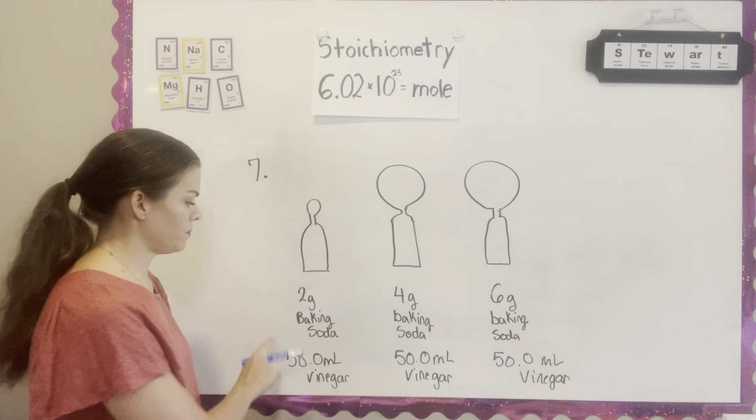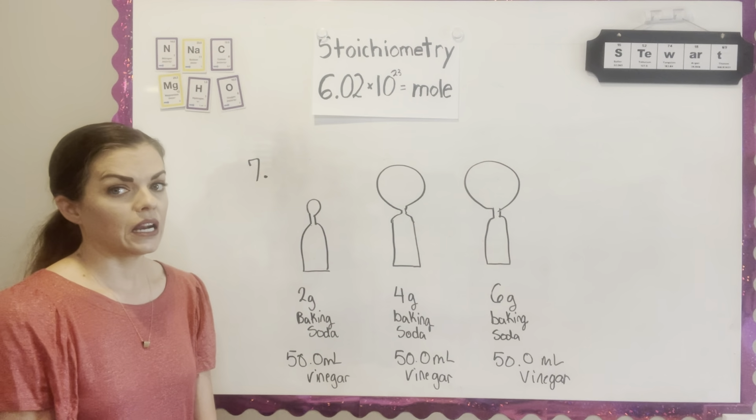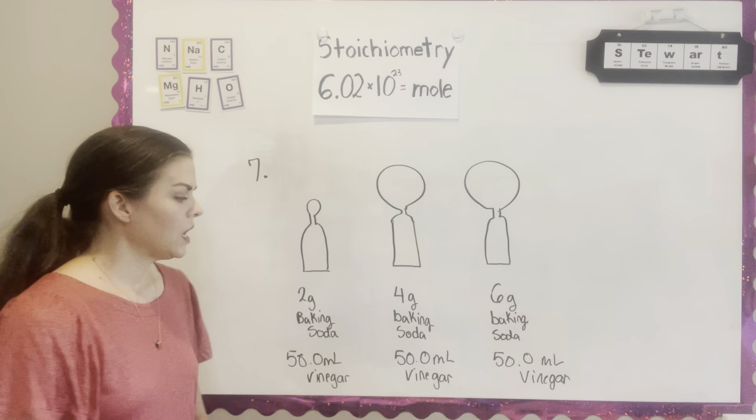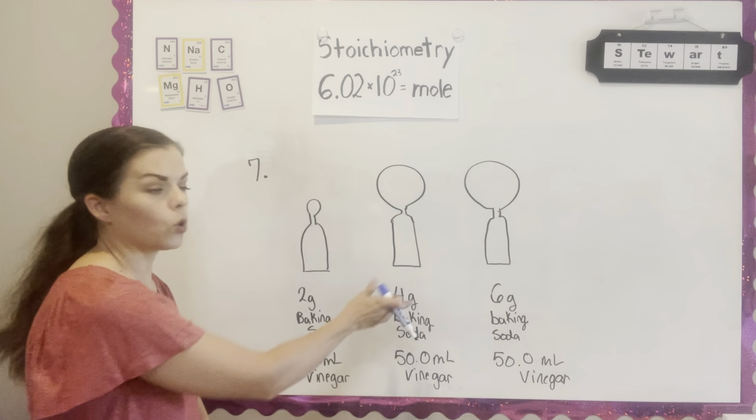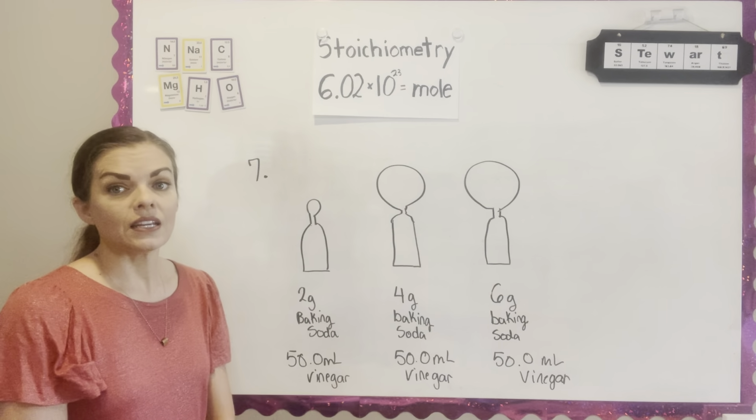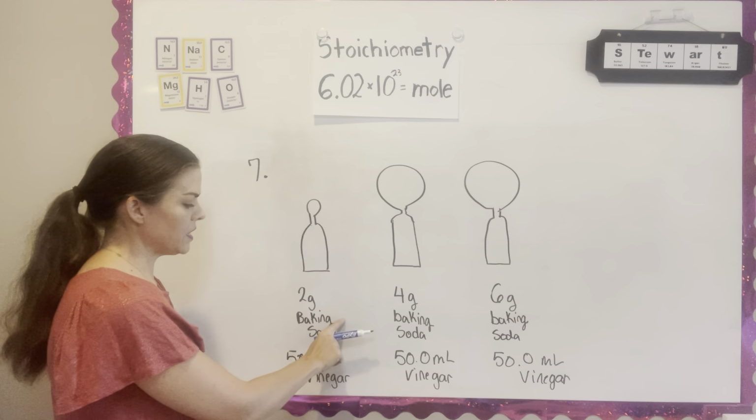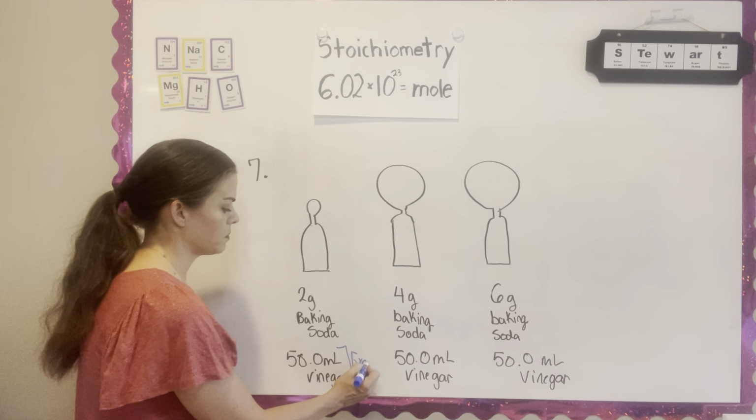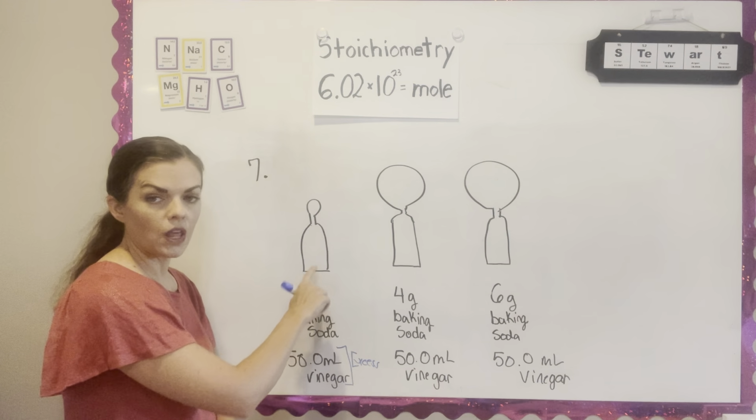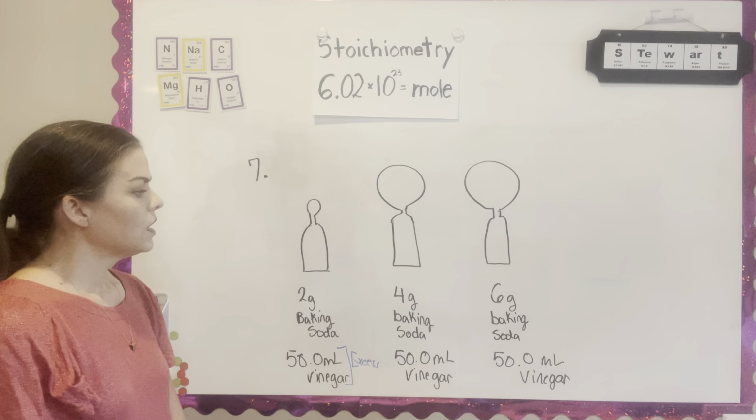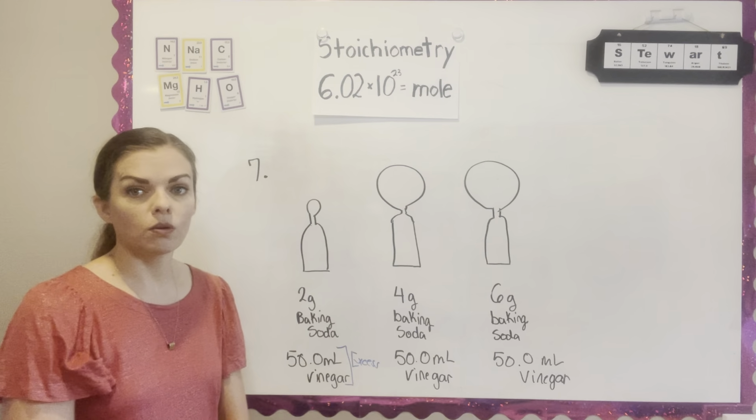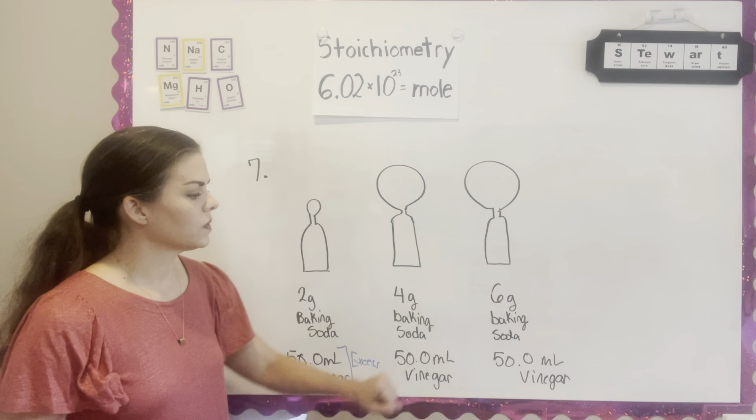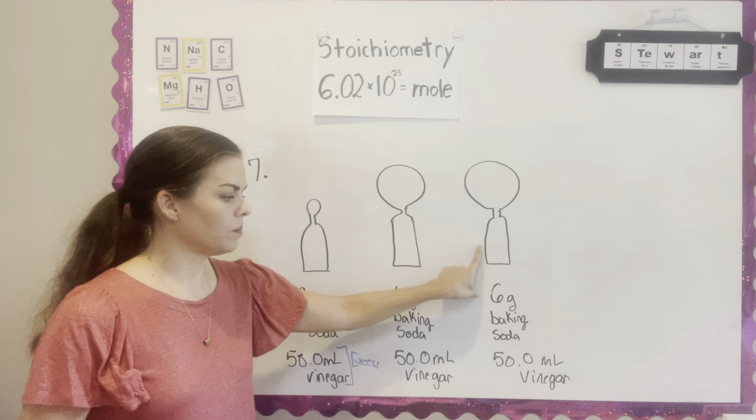In the first reaction, I only have 2 grams of baking soda and I have 50 milliliters of vinegar. If I keep the same amount of vinegar and add more baking soda, more reaction happens because more bubbles form and the balloon gets bigger. So baking soda is limiting this reaction and vinegar is in excess, because if I added more baking soda, there's more vinegar to react. The middle one is reacting in what we call stoichiometric proportion, so it is in the appropriate proportions to react. The last one is when you have more baking soda to vinegar.